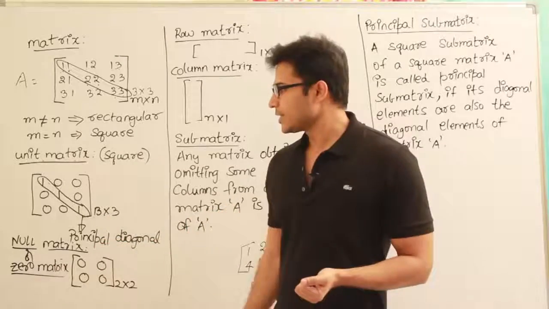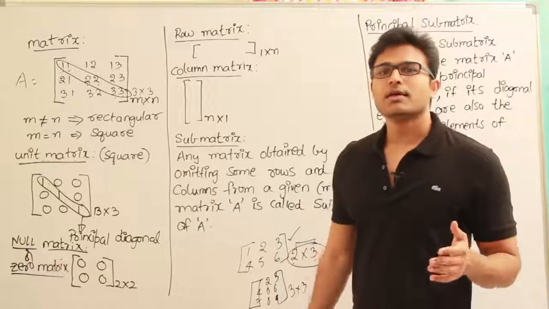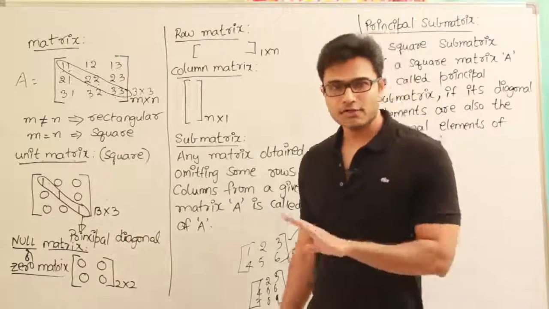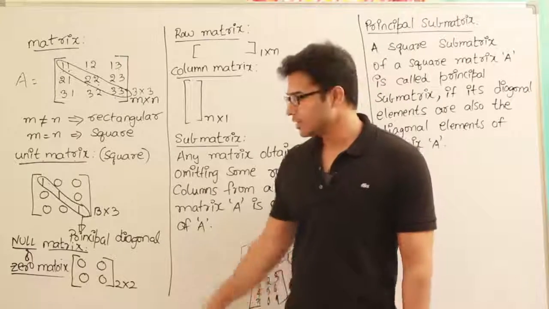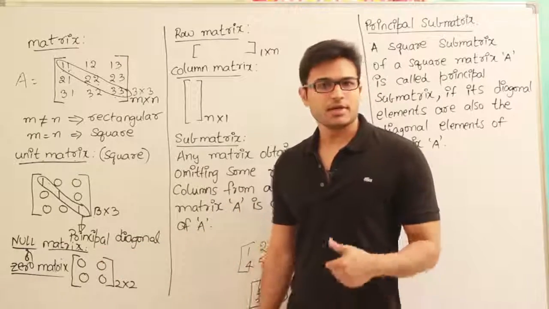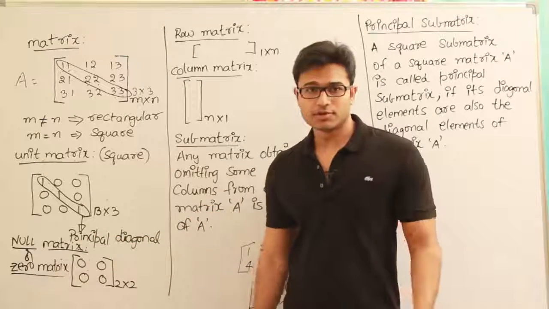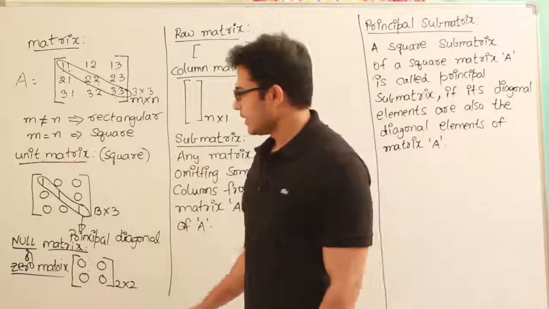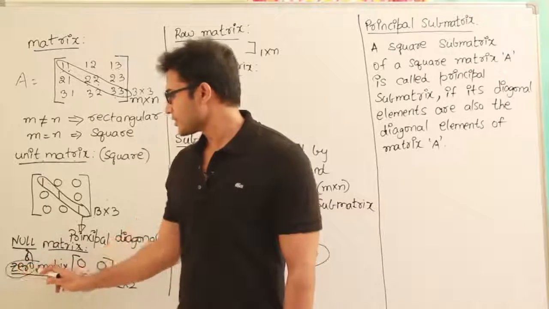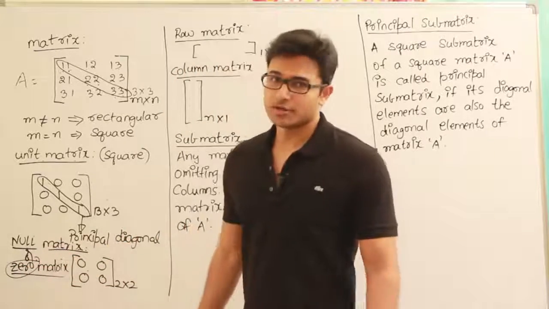And the next one is null matrix. Null matrix means any matrix in which everything is 0 is a null matrix. It need not be a square matrix. You can take any matrix. If all the elements of the matrix are null or zeros, then it is called a null matrix. It is also sometimes called a zero matrix. Null matrix or zero matrix, both are same.